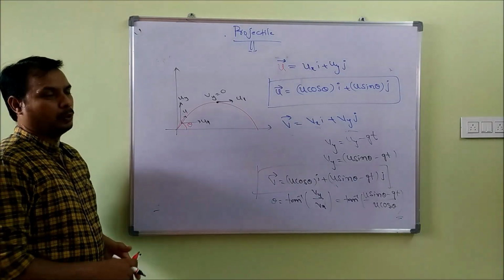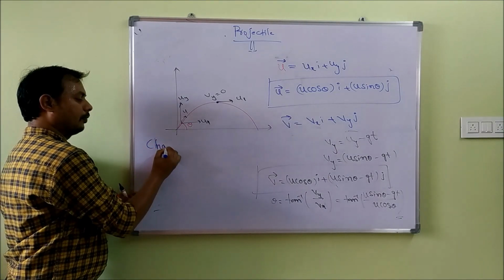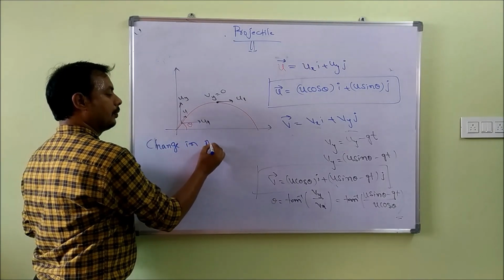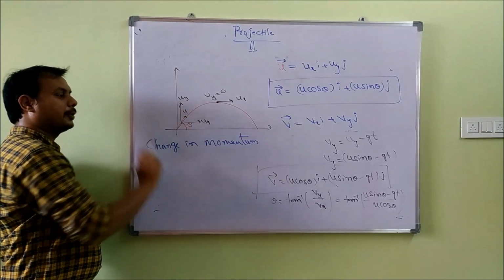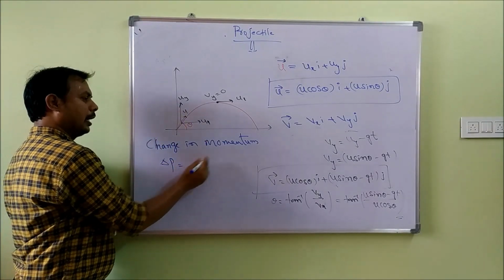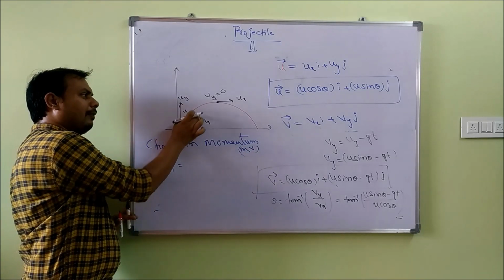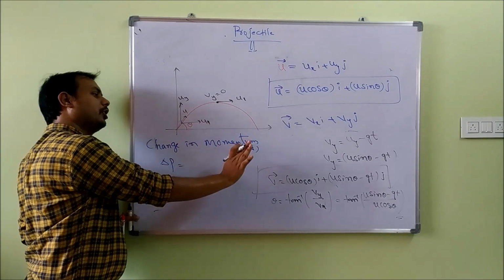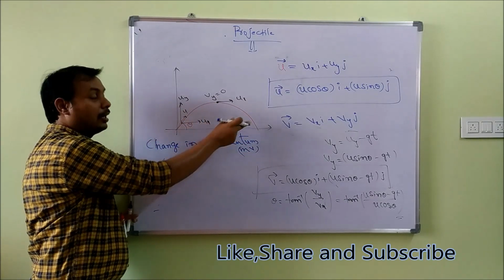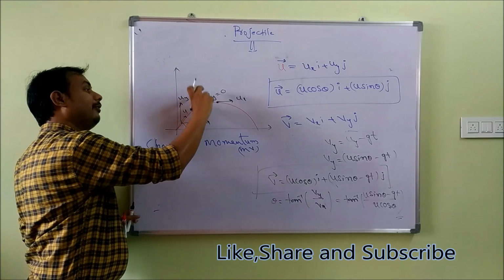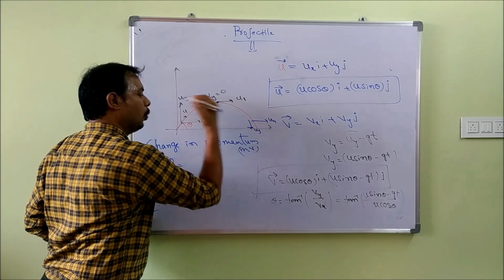Now, what is the change in momentum? Change in momentum of this projectile. Momentum is nothing but mass into velocity. Horizontal velocity remains the same, no change in velocity. So the change in momentum becomes zero in the horizontal direction, but in the vertical direction, the vertical velocity is going to change, right? This is ux and this is uy.